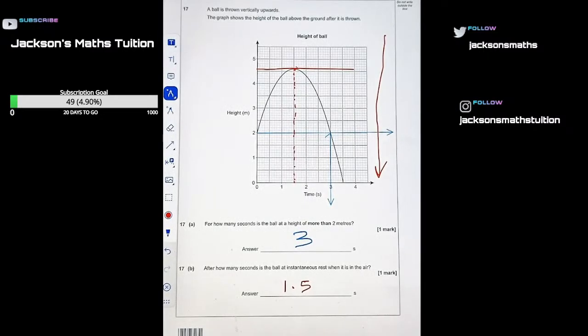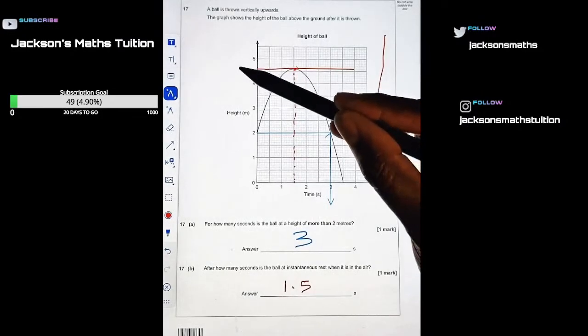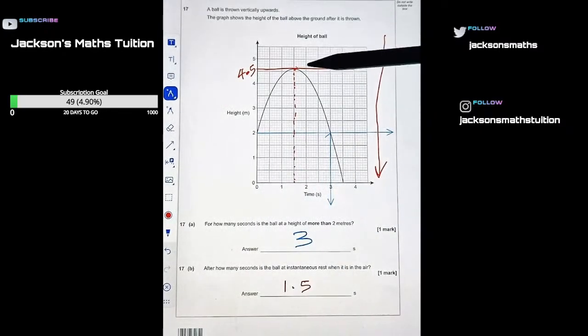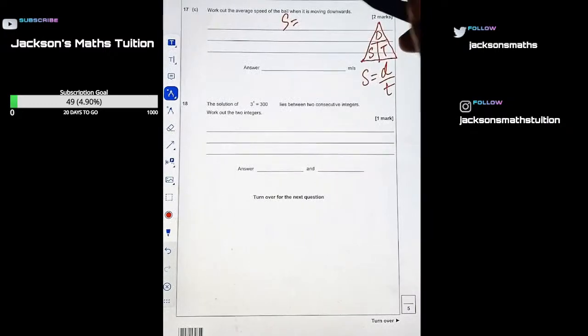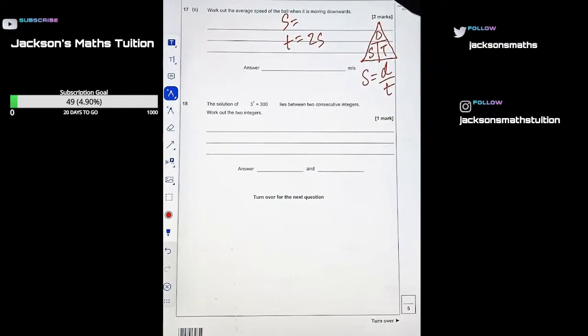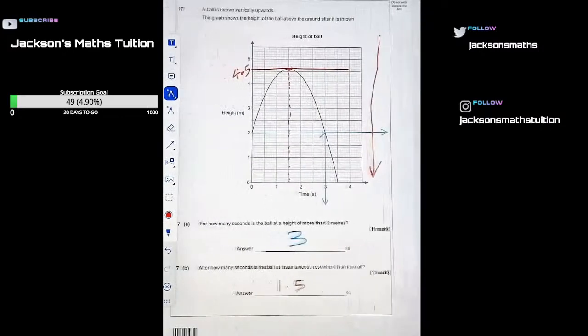And the distance here is 4.5. We have 4.5 here. That's the height, or the distance, in this case. And at 2 seconds, the curve is going to start going downwards. So we're using time for 2 seconds, and the distance for 4.5. So we're looking at how the curve changes.